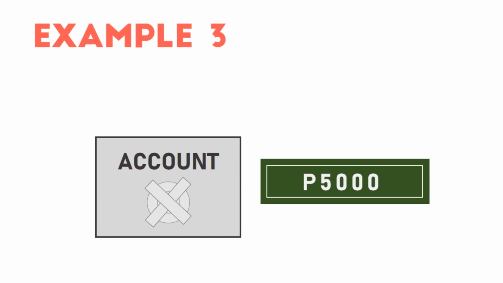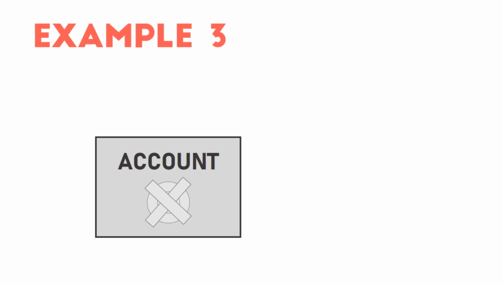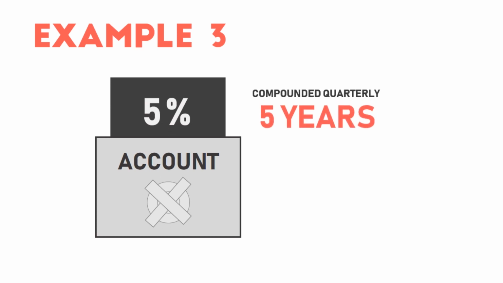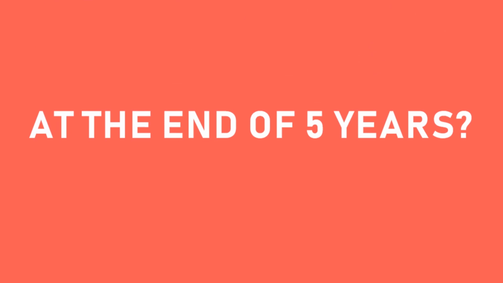For example, if 5,000 pesos is placed in an account at a 5% interest rate and is compounded quarterly for 5 years, how much is in the account at the end of 5 years? If compounded n times a year, after T years the total amount is given by A = P times the quantity 1 plus R over N, raised to NT.